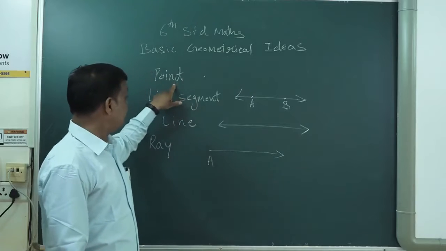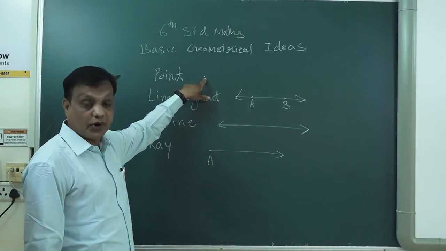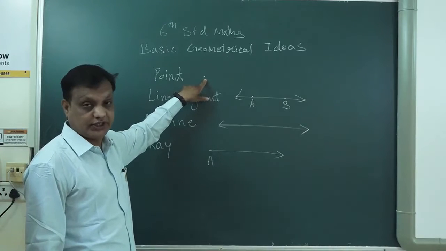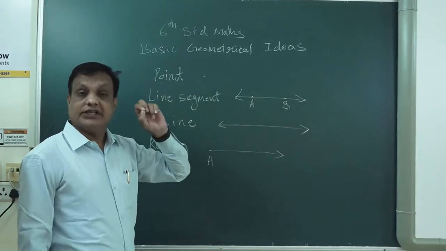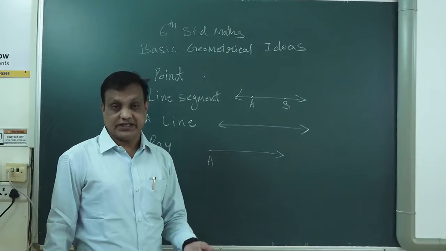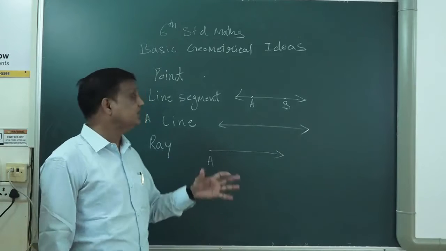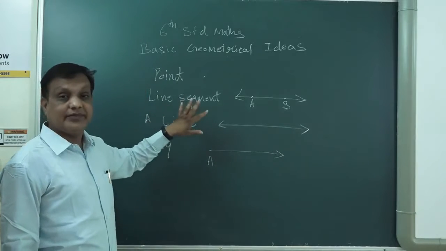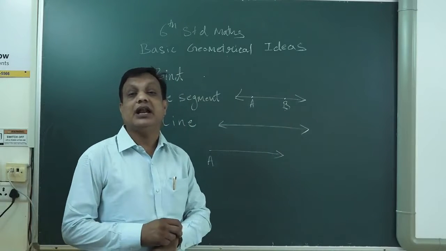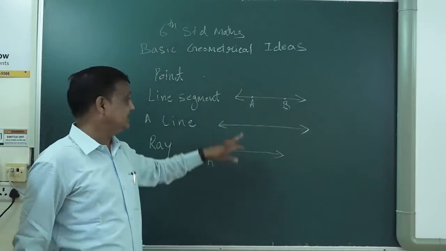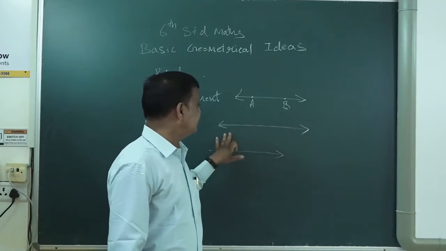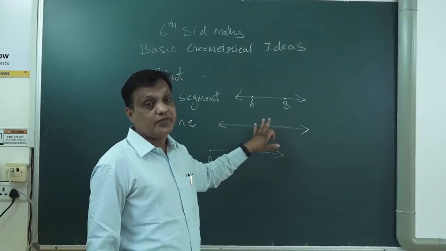Once again, point: a small dot where we indicate the place or position. There are so many examples of a point: the nib of a pen or a pencil, the nib of a rounder or a divider. Line segment means distance between 2 points. Now line. Line means infinitely extended from both the sides.